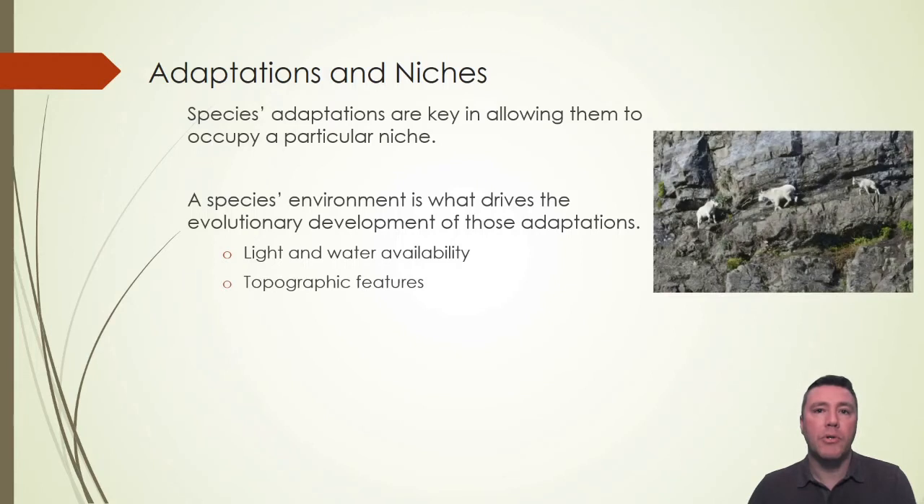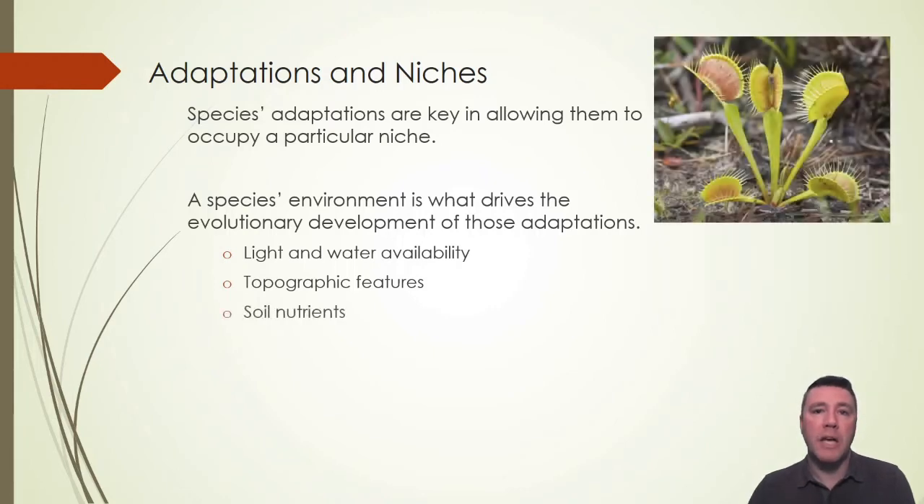In a steep, treacherous place like this, a mountain goat's extra wide hooves and the rough pads on the bottoms of their toes allow them to traverse their environment sure-footedly. Carnivorous plants, like the Venus flytrap, have adapted to survive in places with nutrient-poor soil. They supplement what the soil isn't providing by consuming small insects.